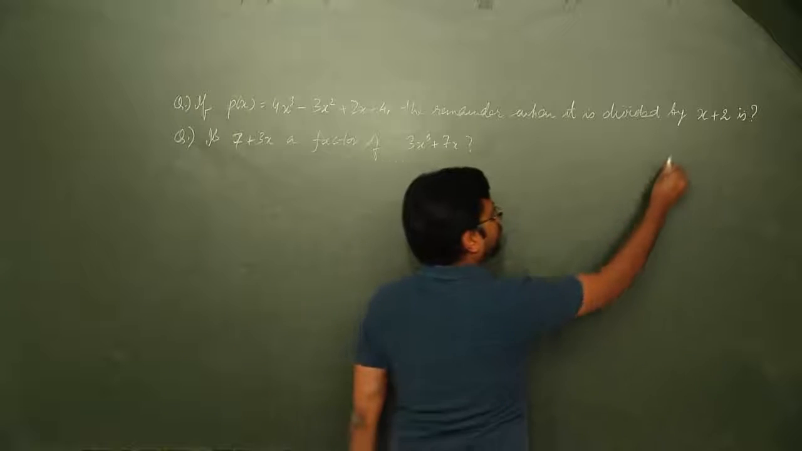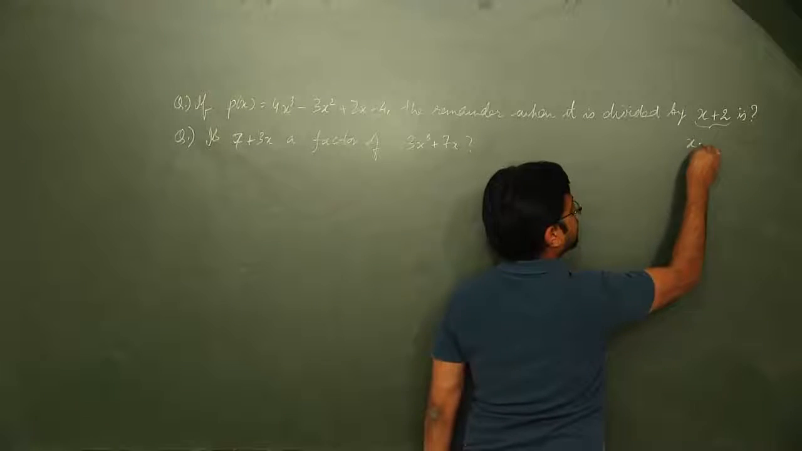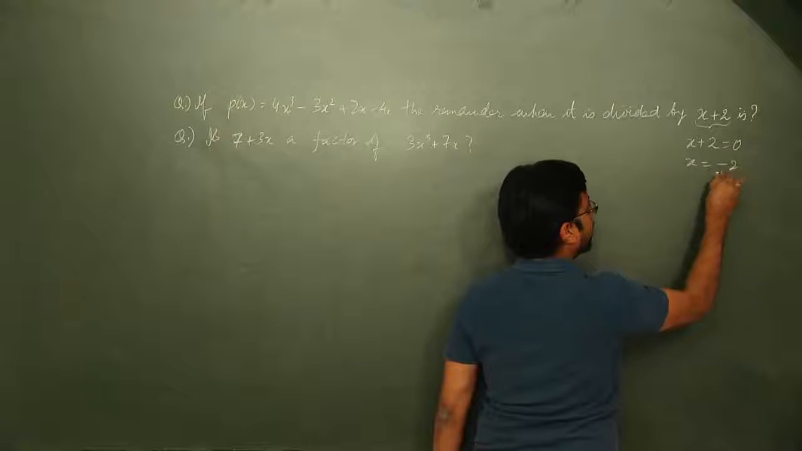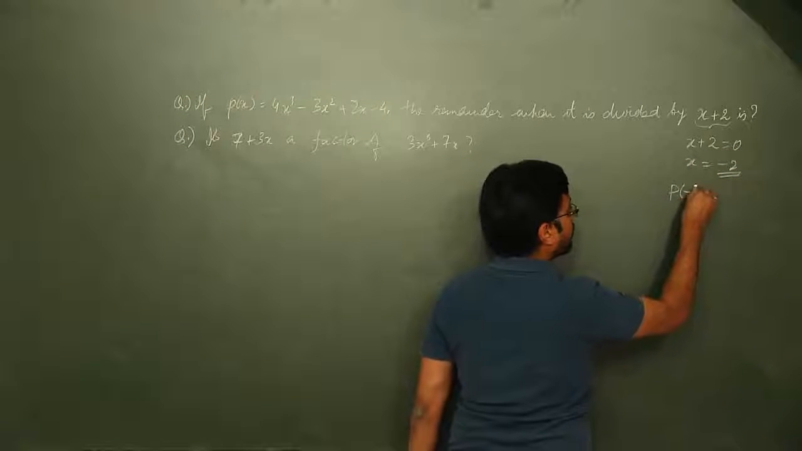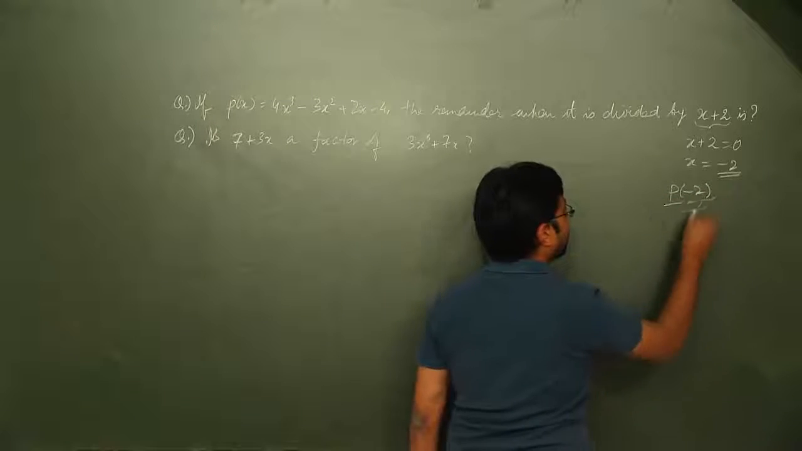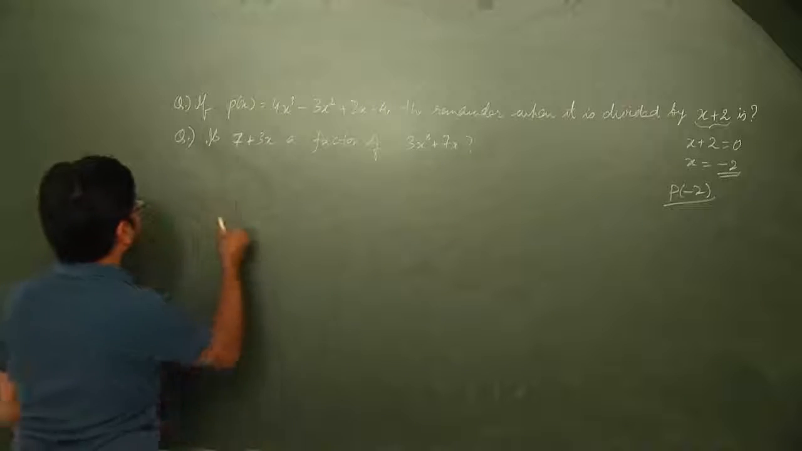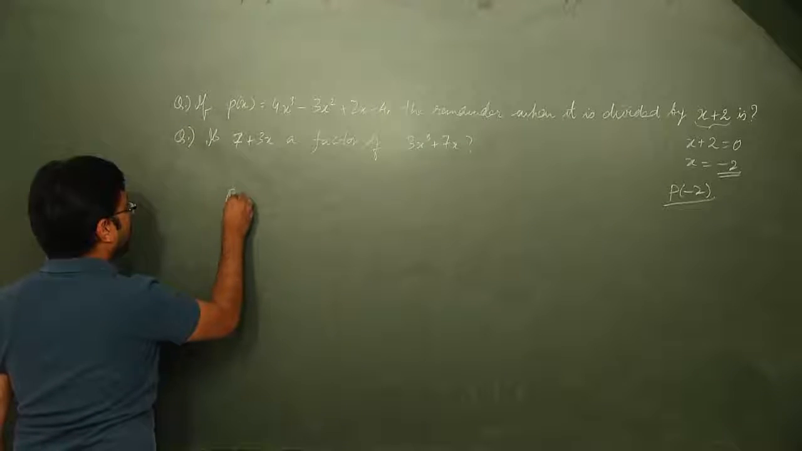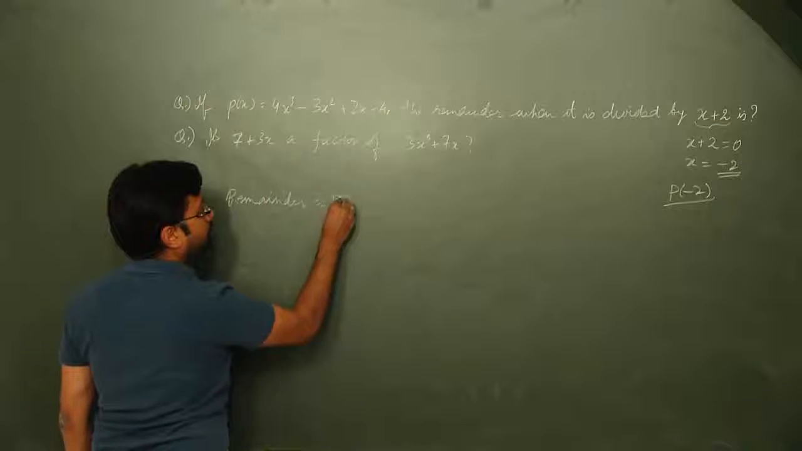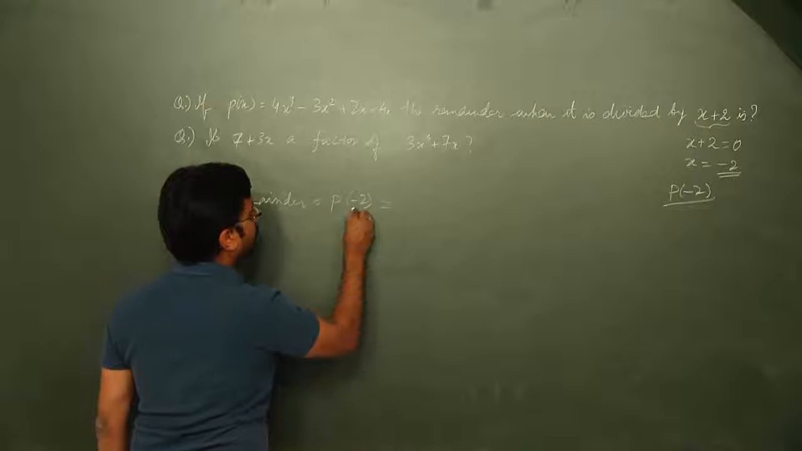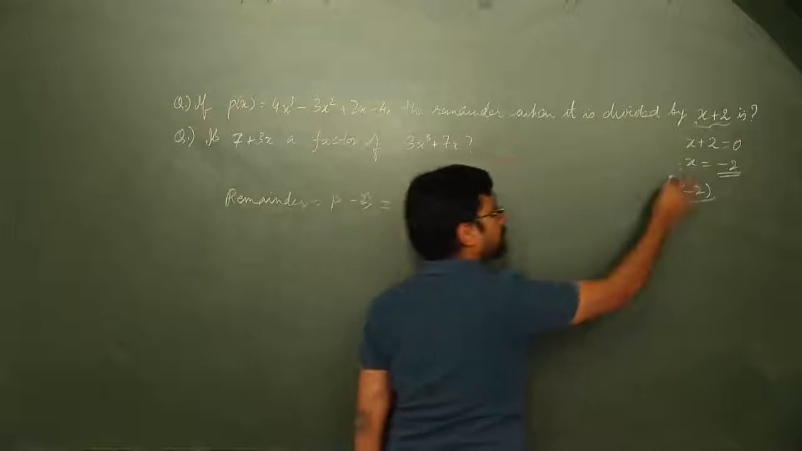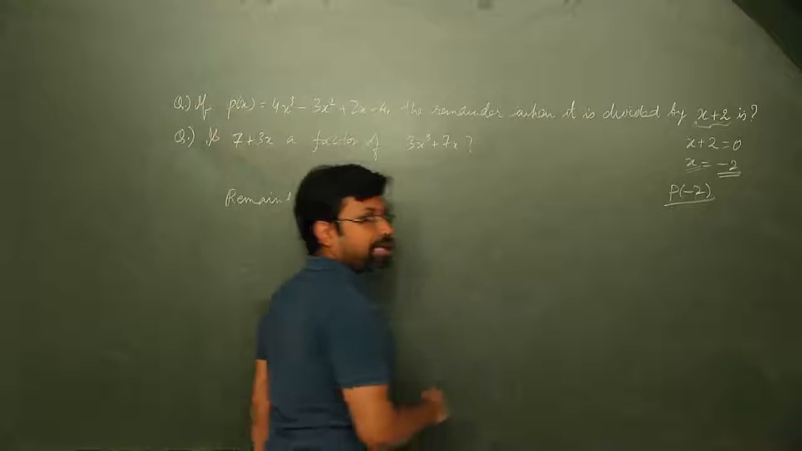How do we get that? We simply take the G(x), we equate it to 0, whatever the value of x is, we will have to find the P of that value, and this is going to be the remainder. So here the remainder will be, for question 1, P(minus 2). How did we get minus 2? We equated the G(x) to 0, and whatever the value of x is, we take it as a.